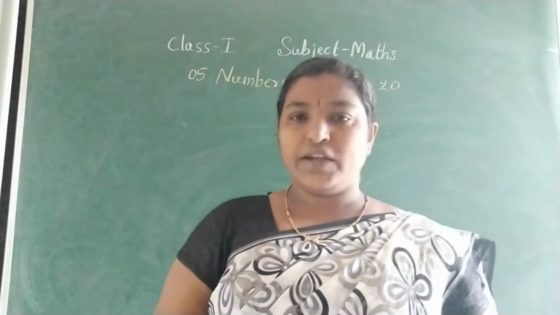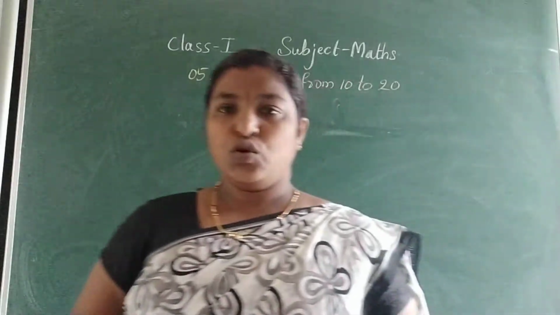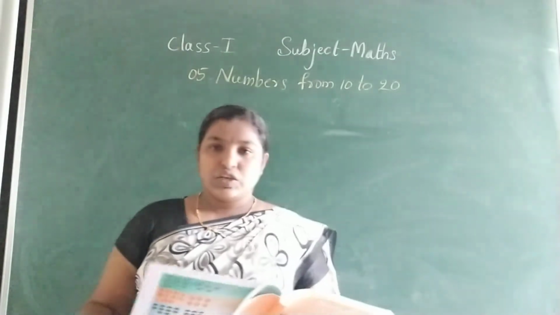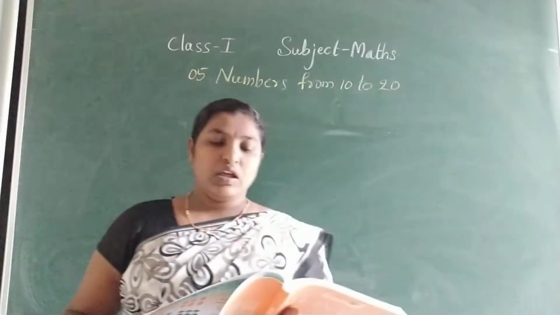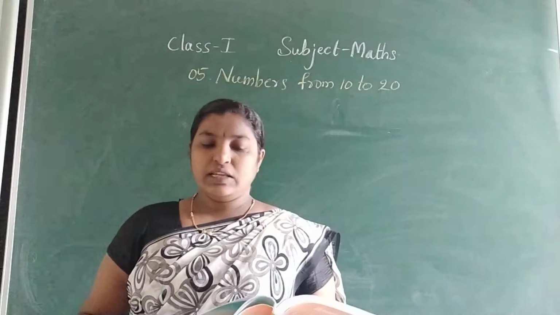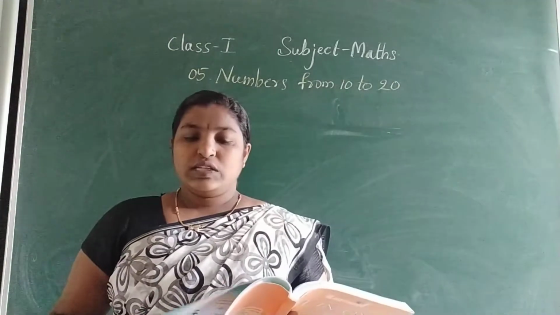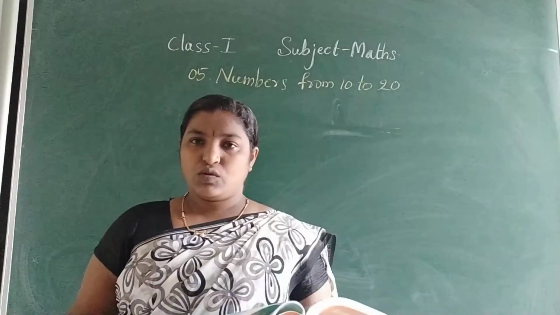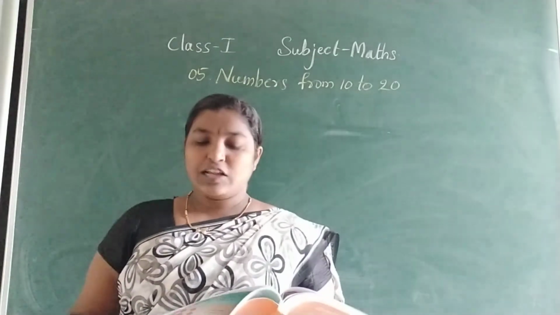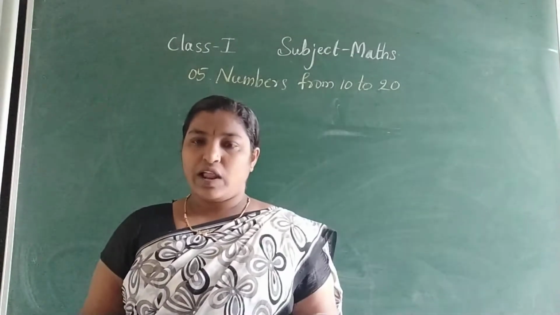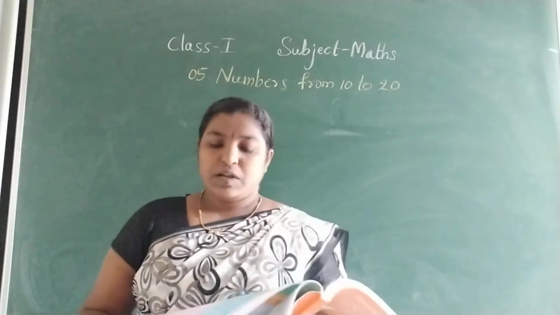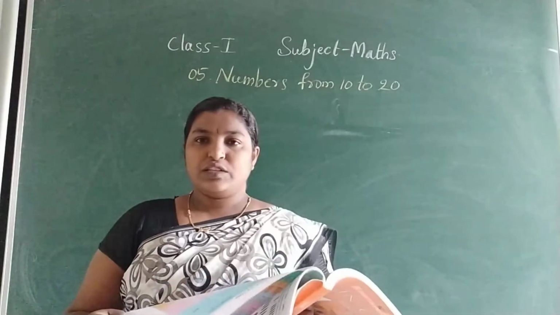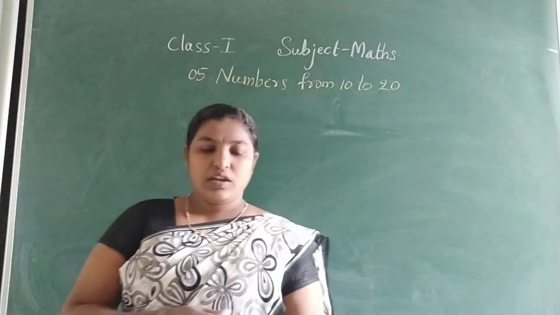Page number 203. We have already discussed this in a previous class. Just once again we will recall. See, there are 10, so 0 ones, is equal to 10. 10 plus 1 flower is equal to 11. 10 stars plus 2 stars is equal to 12. 10 balls plus 3 balls is equal to 13. 10 fishes plus 4 fishes is equal to 14.